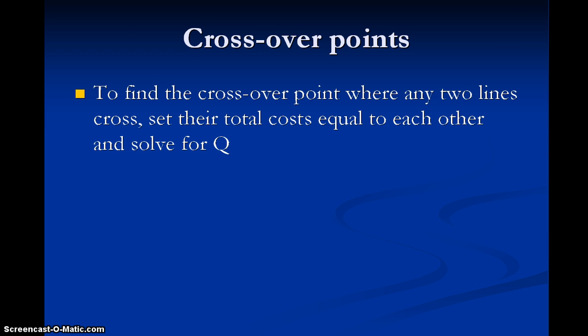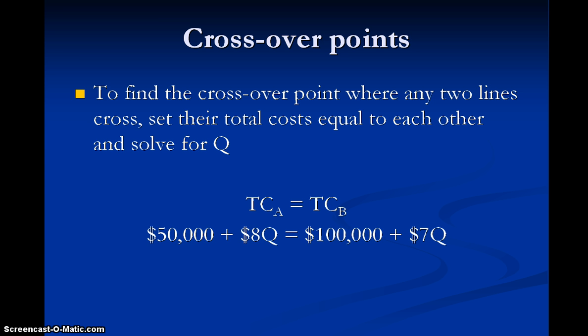So what we're going to do is set the two lines that cross equal to each other and solve for Q. So for the first one, we'll set total cost of A equal to total cost of B, and the total cost of A is represented by 50,000 plus 8Q, and the total cost of B is represented by 100,000 plus 7Q. Let's move all of the Q's to the left and all of the dollar amounts to the right, and we would see that our quantity equals 50,000.